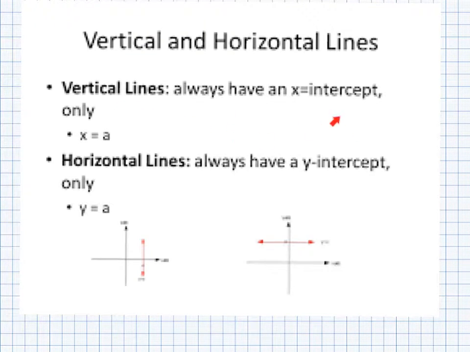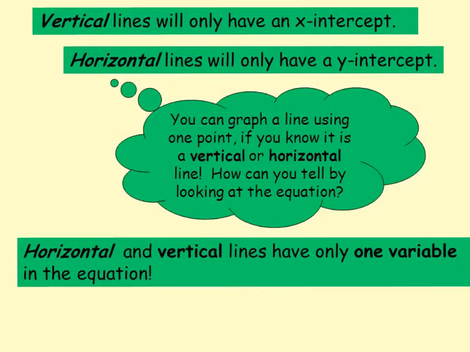So again, vertical lines always have an x-intercept, and the equation is x equals a. Horizontal lines only have a y-intercept, and that equation is y equals b, and you see examples down here. Same thing again, because it's really important to get this concept down. Vertical lines have only an x-intercept, horizontal lines only have a y-intercept. And you can graph a line using one point. If you know it is a vertical or horizontal line, how can you tell by looking at the equation? Well, horizontal and vertical lines only have one variable in the equation, so that makes it kind of simple.